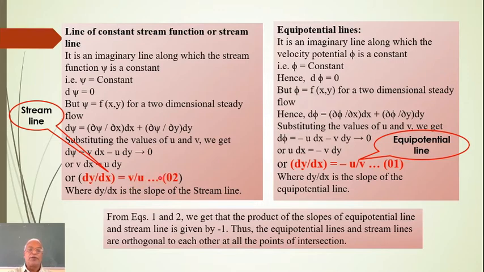Or if you multiply the slopes m1 and m2, you'll be getting m1 m2 equal to minus 1. What does it indicate? From equations 1 and 2, we get that the product of the slopes of equipotential line and streamlines is equal to minus 1. Thus, the equipotential line and streamlines are orthogonal, perpendicular to each other, at all the points of intersection. That is the final statement as far as streamlines and equipotential lines are concerned.